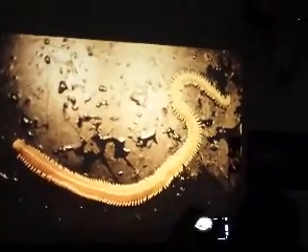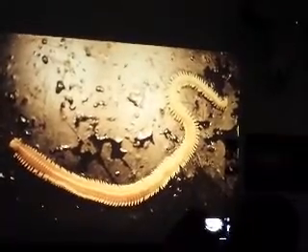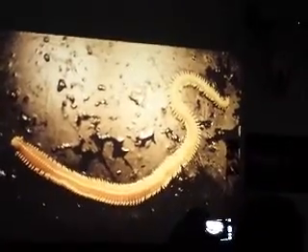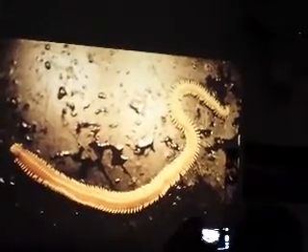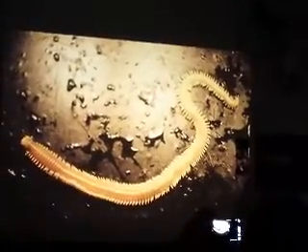Is this segmented? Yes. What type of symmetry? Bilateral. Does it have a skeleton? If so, what type? None. No skeleton. So what phylum are we looking at?